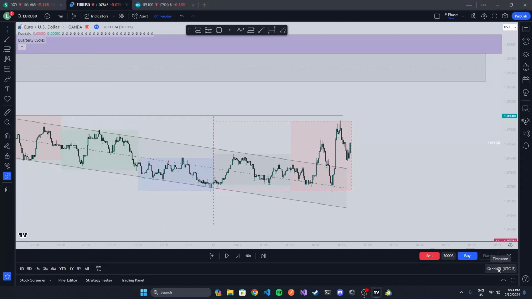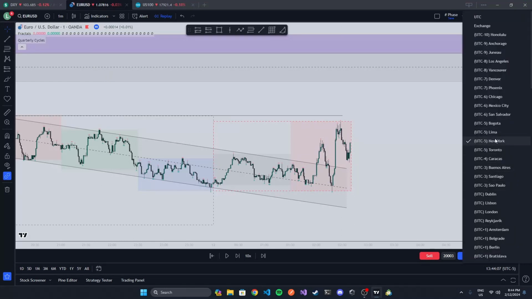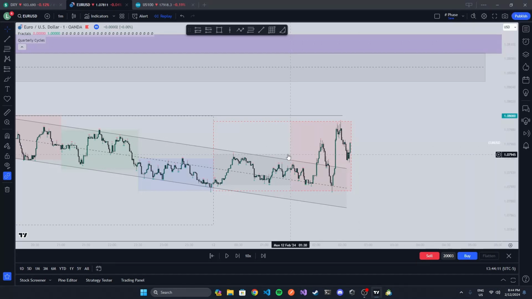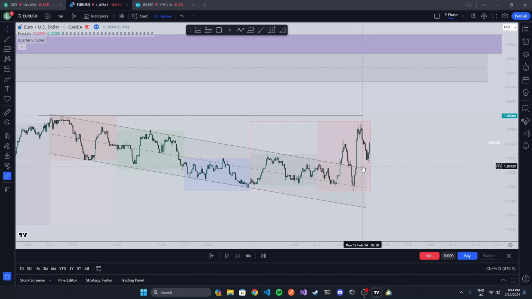I'm on the UTC -5, which is the New York time frame, keeping in mind daylight savings. And this was based around, like I said, quarterly theory and time-based PD arrays.